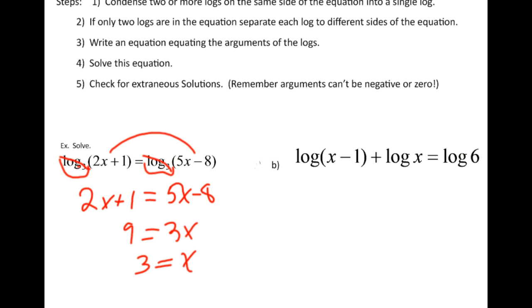So I need to make sure that when I get this answer for x, if I plug it back into the original log, I don't get a negative number for the log's argument. I better not get 0 for the log's argument. If I plug in a 3 for this x in either of these original arguments, I need to avoid 0 or a negative number. If I plug a 3 in here, 2 times 3 plus 1 is definitely going to be positive, so it's okay. If I plug a 3 in for this x, that's 15 minus 8, that's 7, that's positive. All I care about is I'm avoiding zeros and negatives. If I plug a 3 in for either of those x's, I don't get a 0 or negative, so that's okay. My answer is 3.